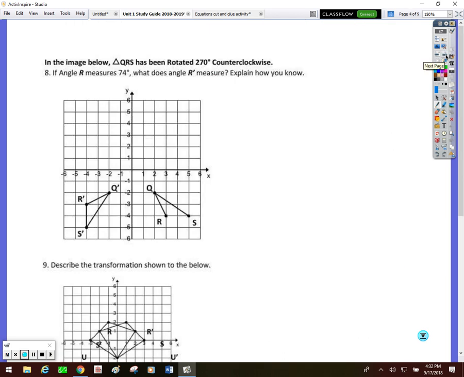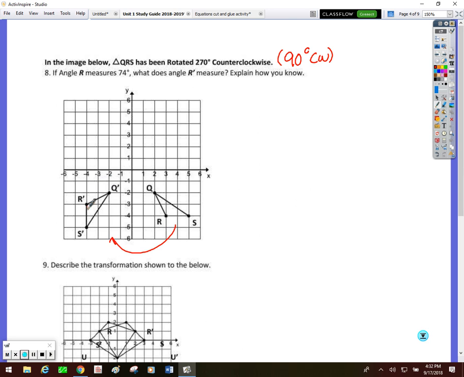In the image below, QRS has been rotated 270 degrees counterclockwise. Well, we know we like that number, but we also know if it's 270 counter, that's the same as a 90 clockwise, right? So all we did was here to here. Remember, three quadrants will be 1, 2, 3. So it's the same rotation.